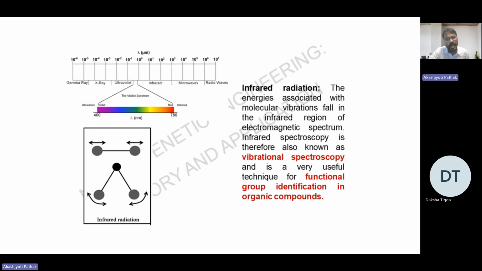Then there is infrared radiation. Infrared radiation can be used for vibrational spectroscopy, to analyze the functional groups which are present in a molecule. Infrared radiations are the energies associated with molecular vibrations, which fall in the infrared region of the electromagnetic spectrum. So infrared spectroscopy is also known as vibrational spectroscopy, and is a very useful technique for functional group identification in organic molecules.